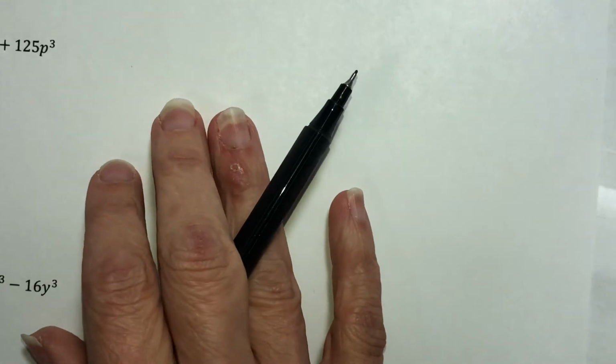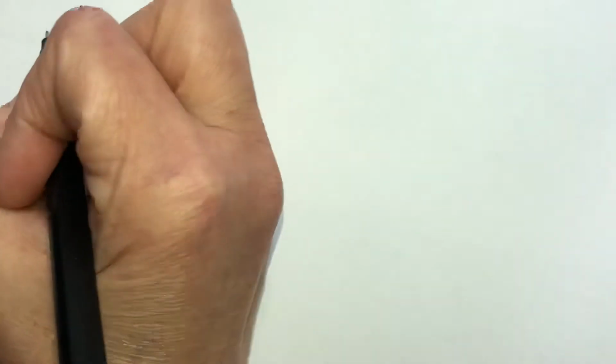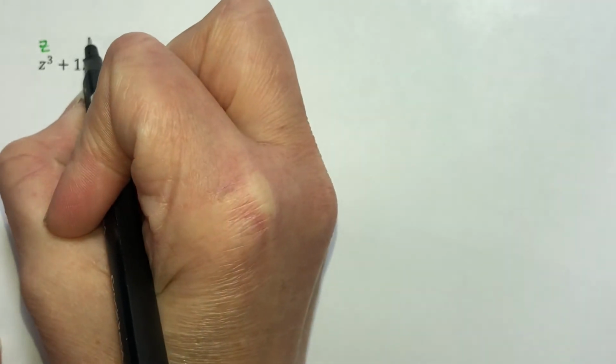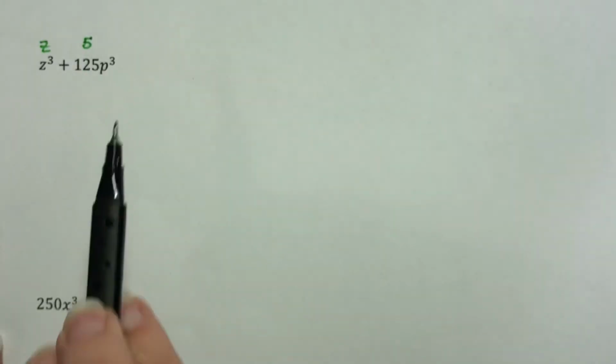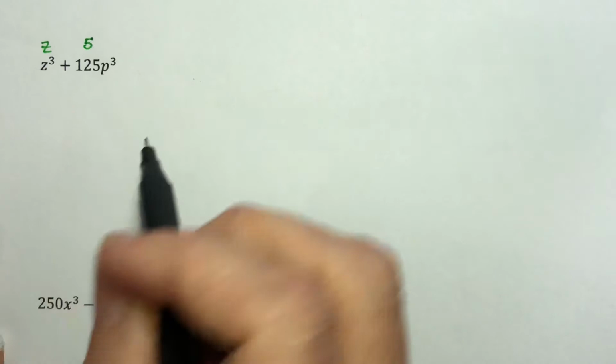Okay, so let's look right here. Is z cubed a perfect cube? Yes. Its cube root would be z. Is 125 a perfect cube? Yes, if you look back at your list, 125 is 5 cubed. So its cube root would be 5. The cube root of p cubed would be p.